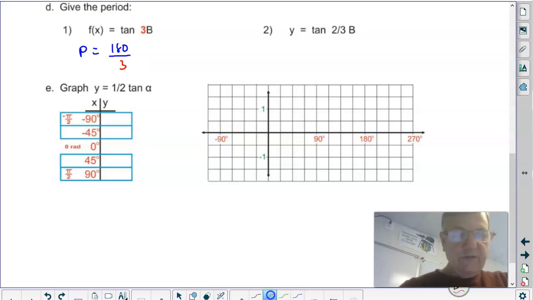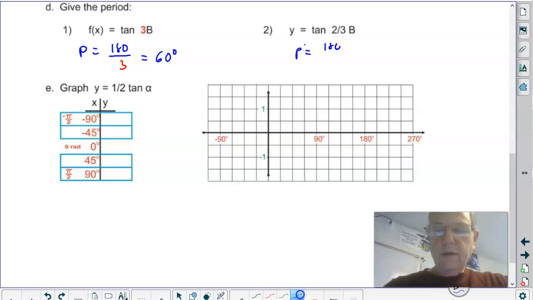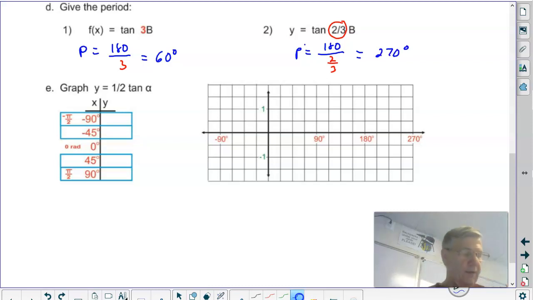And so the period of this first wave is going to be 60 degrees. Again, I'm doing it in degrees because your brain works a whole lot better in degrees than in anything else. How about this second one with a 2/3? Well, again, the normal period is 180, and we've got to divide that 180 by the multiplier of the angle, that 2/3. So we're dividing by 2 and multiplying by 3. Divide by 2 is 90, so 90, 180, so this would be a 270 degree period on that one.